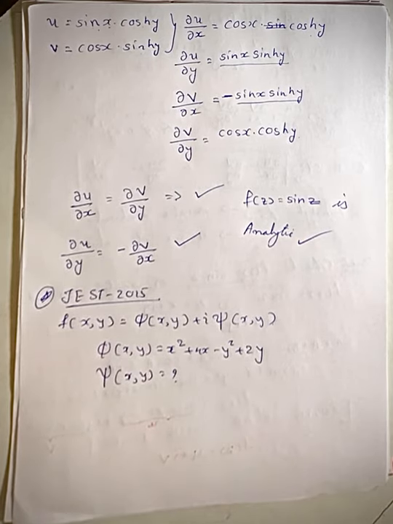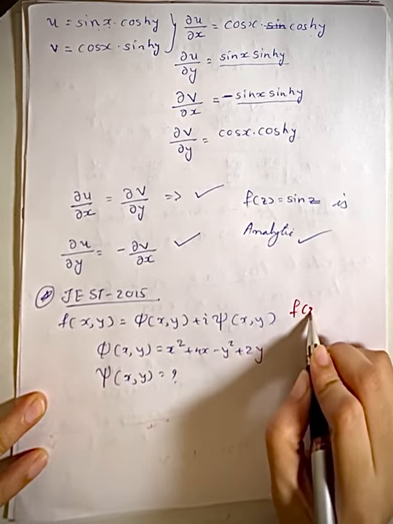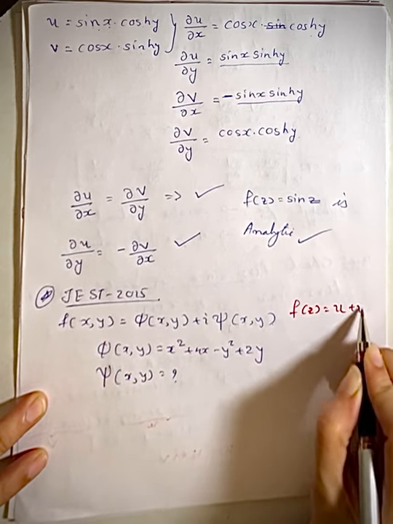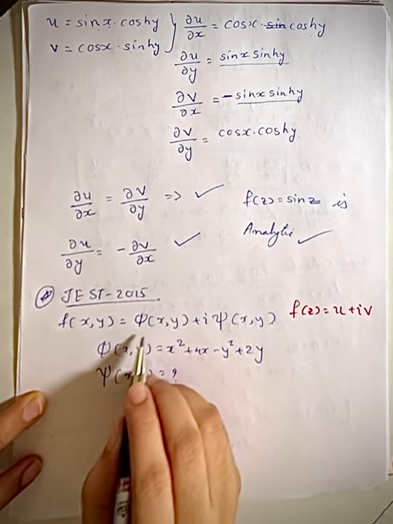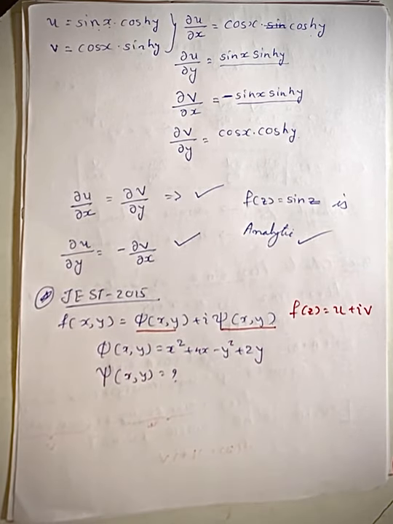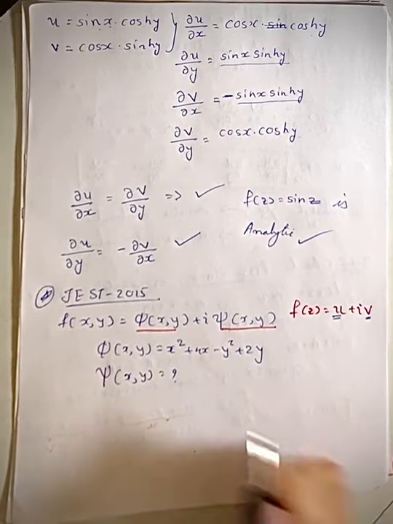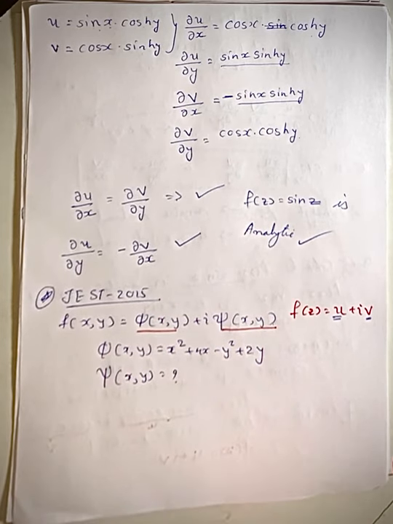This is nothing different. It is just like what we write, f of z equals u plus iv. You see here u plus iv, so the structure is the same, just the symbols are different. So we'll follow the same rule. You are given u, we have to find v. So you are given phi, we have to find psi.